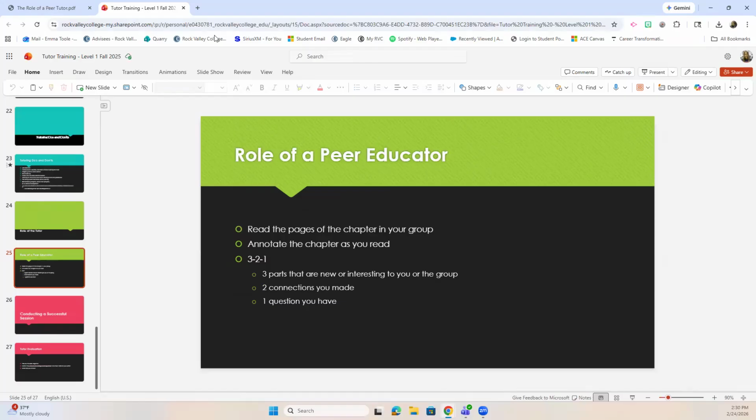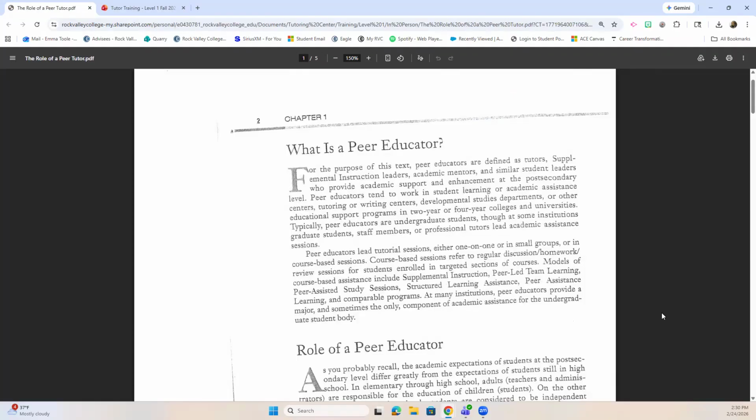I'm going to go ahead and switch over to the PDF of the chapter. This is posted for you in the Canvas course. So you can pull that up and follow along if you like, or you can also have a printed out copy if that's easier for you to annotate on.